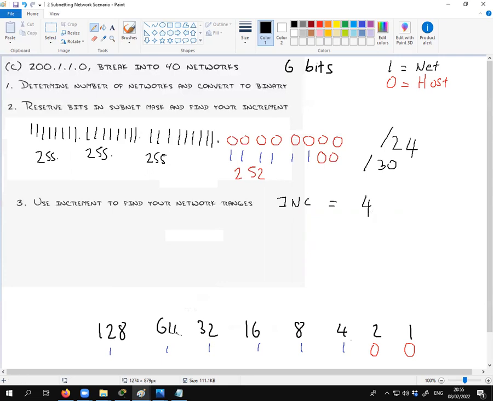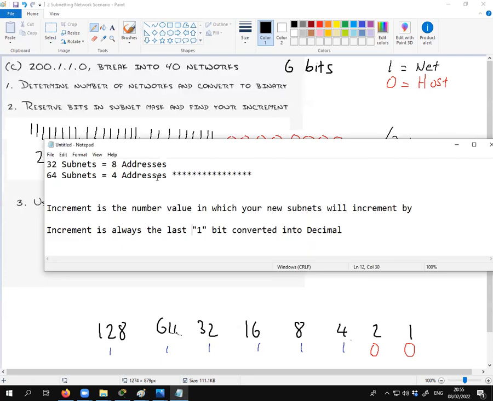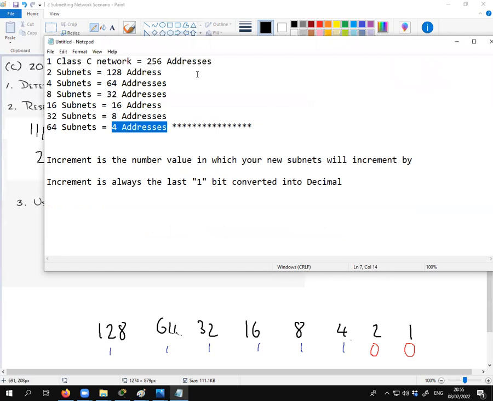Where did we see that before? 64 subnets, 4 addresses. Somebody asked if it was a coincidence earlier on, in the last question, and the same thing again. Is it a coincidence? No. Not for class C. Class B, different story. We won't go there yet.